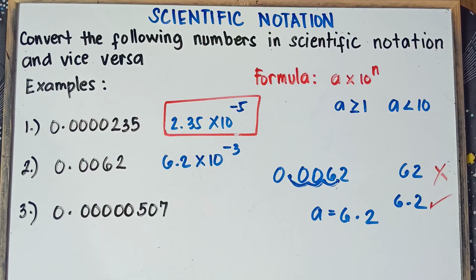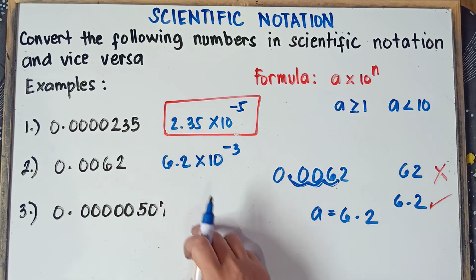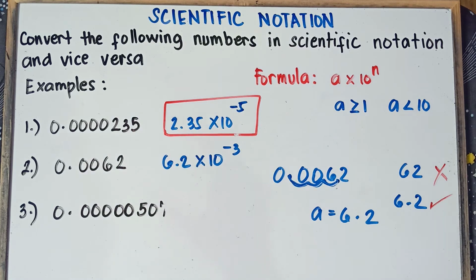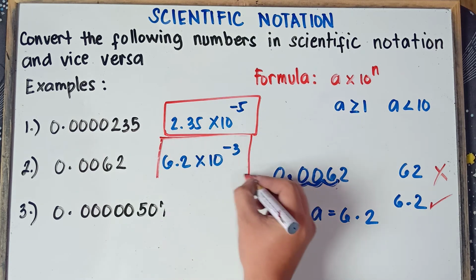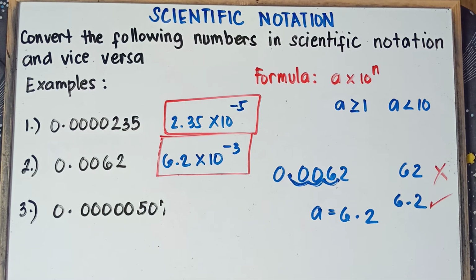Now, you'll be asking questions, sir, why is it negative 3? Because we are dealing with very small numbers. These are very small numbers, and then we convert that into scientific notation. The value of your n, class, should be negative. Just remember that, class: if you're dealing with very small numbers and then you convert that into scientific notation, the value of your n should be negative. Alright, so this will be the answer with regards to example number 2.